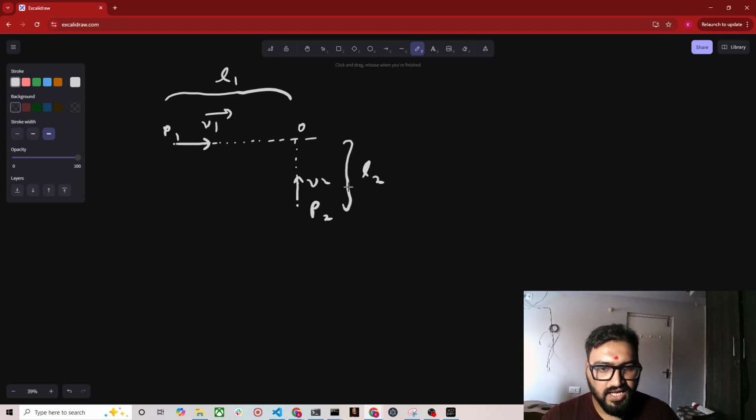Okay, and we just need to find out the time at which the distance between the two particles is going to be minimum in their trajectories. And we also need to find out the minimum distance between the two points.